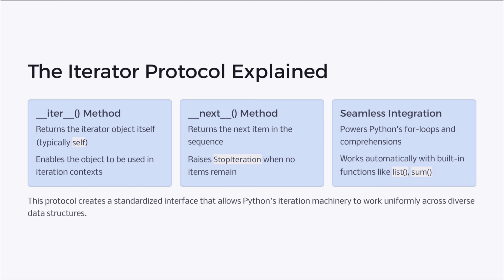The iterator protocol in Python involves two key methods: __iter__() and __next__(). __iter__() returns the iterator object itself, enabling iteration. __next__() retrieves the next item, raising StopIteration when done. This protocol seamlessly integrates with Python's for loops and built-in functions, standardizing iteration across various data structures.